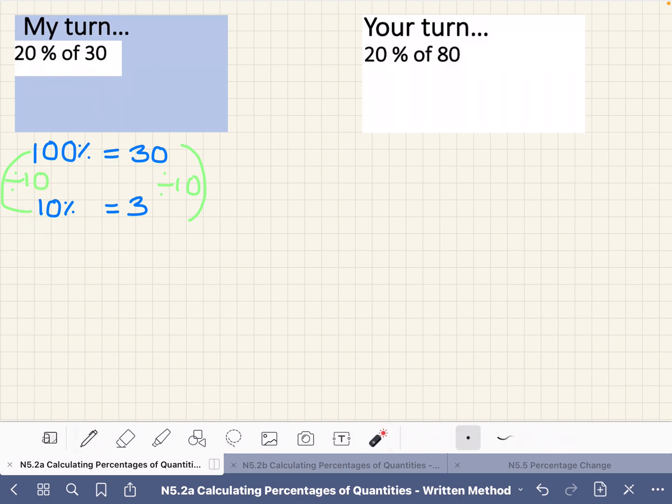From 10% we look to see if there's an easy route to 20%. Now you should be able to see to get from 10% to 20%, we would multiply by 2. Therefore we would need to multiply the 3 by 2 as well, which gives us 3 times 2 is 6. Therefore 20% of 30 is 6. Press pause and try the next question.